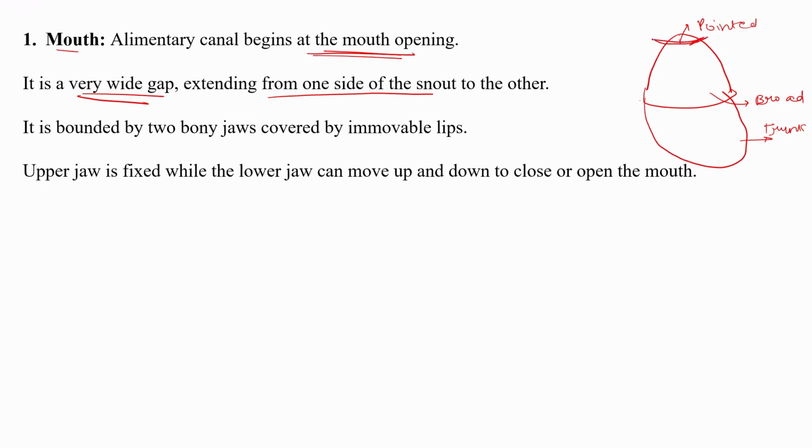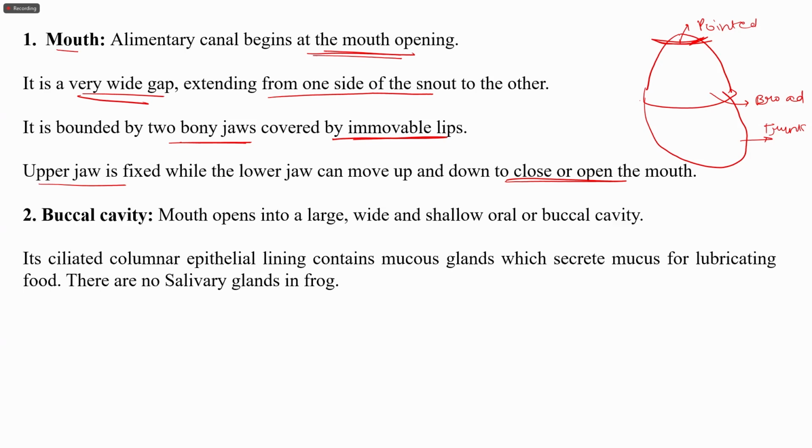It is bounded by two bony jaws which are covered by immovable lips. The upper jaw is fixed while the lower jaw can move up and down, which helps in closing or opening the mouth. Just like humans, we have the upper jaw fixed while the lower jaw can move. In the same way, the frog also has a fixed upper jaw and a lower jaw that can move up and down to close or open the mouth.